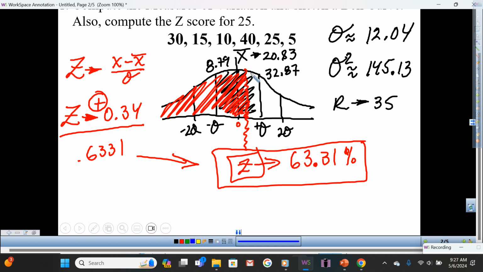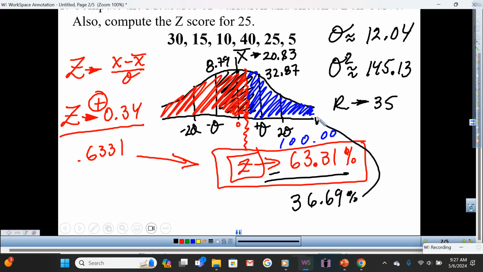Tell your neighbor the percentage of everything to the right of the z-score. Talk it over to your neighbor. What would be the percentage of everything to the right? How can we get that? Everything to the right of the z-score. Then we're going to ask Caleb to enlighten us. How do we get that? Caleb. Let's go. Subtract from 100. Subtract that, and that gives us 36.69%, which is the blue part.